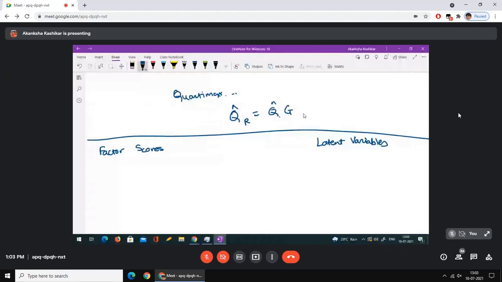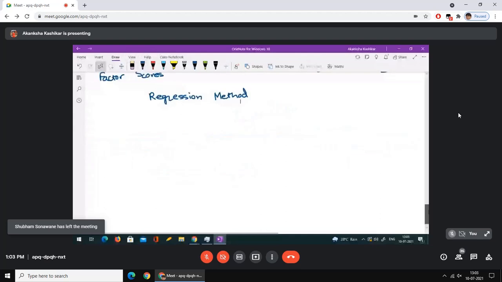Again, there are various ways of computing, one of which is the regression method of factor analysis. So what does it do? In regression, how do you estimate y? You are trying to find the expectation of y given x. Am I right?